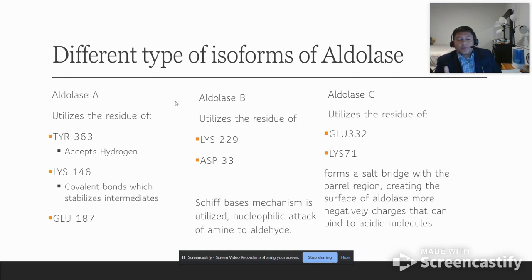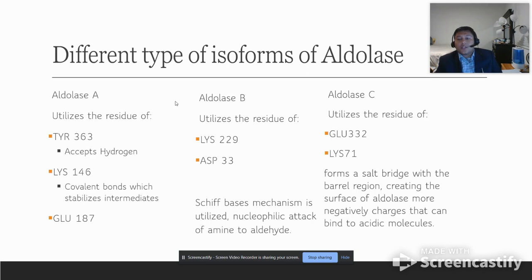It also utilizes glutamate 187. Aldolase B utilizes residues lysine 229 and aspartate 33, and it uses a Schiff-base mechanism, where the nucleophilic attack of an amine on an aldehyde forms a Schiff base. I can show you in the next step what the Schiff-base mechanism looks like in terms of the molecule changes.